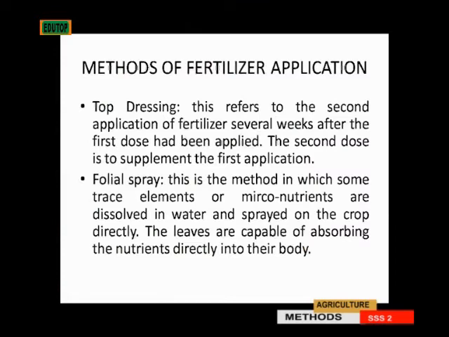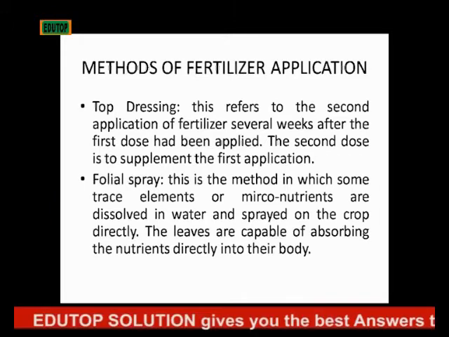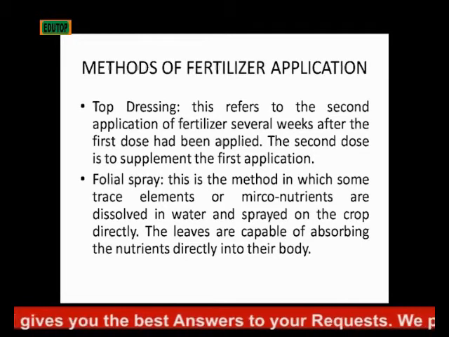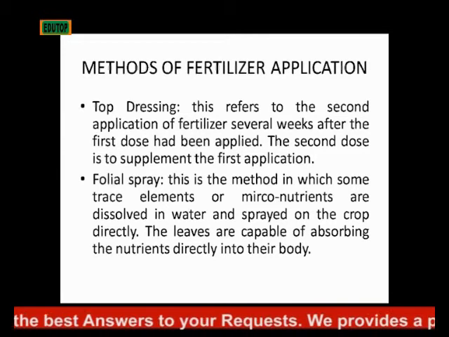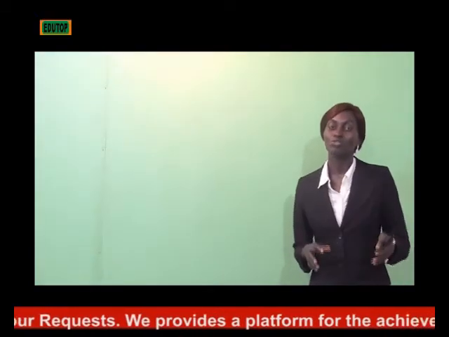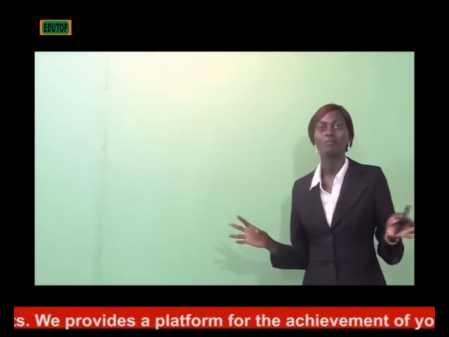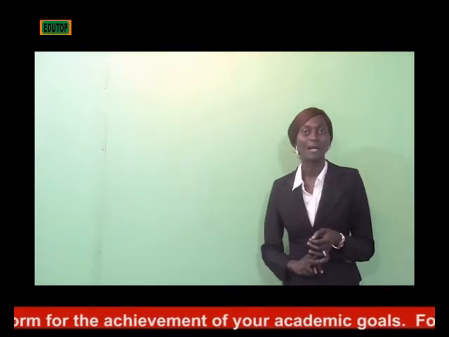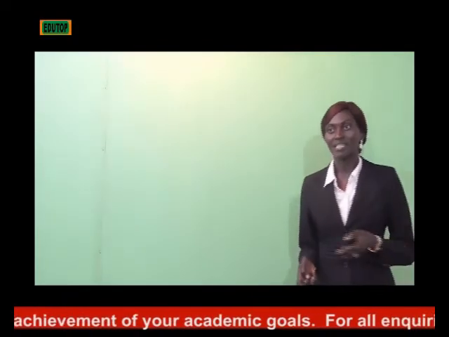Then the last method of fertilizer application is the foliar spray. This is the method in which some trace elements or microelements are dissolved in water. They are needed in just trace or in just little quantity. So they are dissolved in water, then they are now sprayed to the crop directly. The leaves of the plants are capable of absorbing the nutrient directly into their body. So you use the foliar spray method to apply trace elements. You should note that.